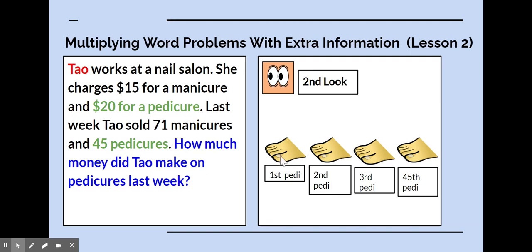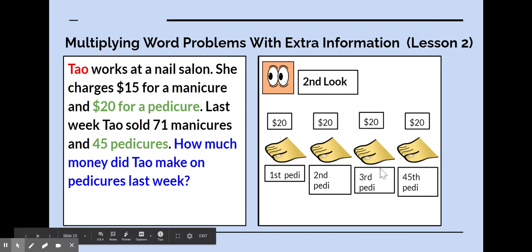And we know from the problem that each pedicure costs $20. So that one costs $20. That one costs $20. That one costs $20. And that one costs $20. And if we look at our model, we notice that $20 is being repeated for each pedicure. And we know that when you have sets of groups that are repeating the same number, then you are multiplying.